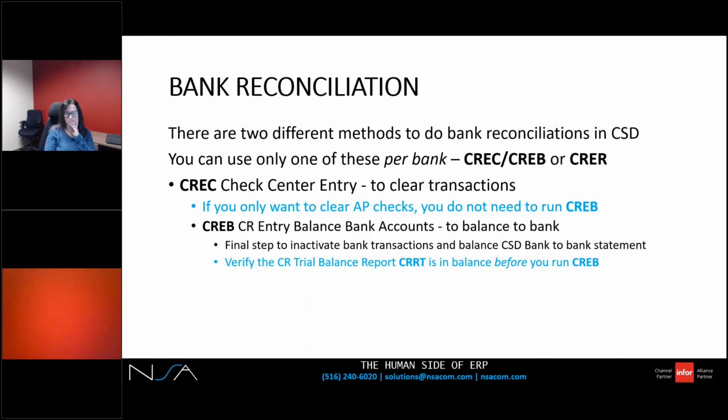Some of you are using CREC to clear your checks. Some folks didn't know you could use CREC to clear your open AP checks, so that you could run a clean CRRC check register. So if you only want to clear the AP checks, you can do that in CREC, and you don't need to run this process called CREB. CREB is if you are doing a full balance, your CRSB bank to your bank statement. So that's method number one that's been around for a very long time, for years, and it's okay, but it's not the greatest.